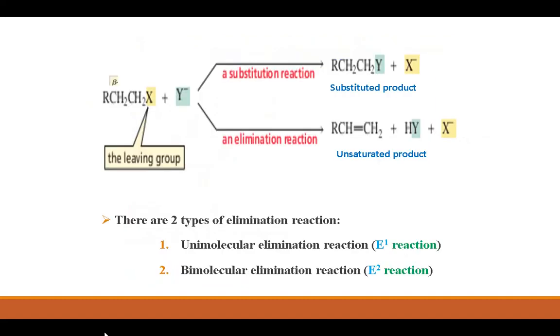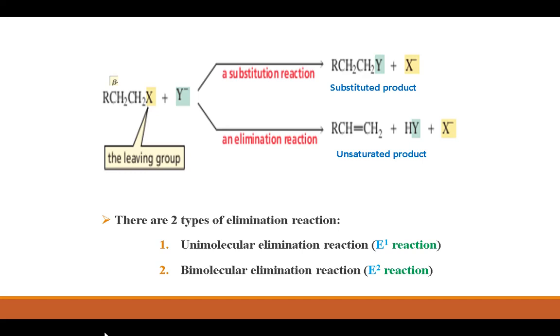The difference between substitution reaction and elimination reaction is that in substitution reaction, the electronegative atom is replaced by another electronegative atom, whereas in elimination reaction, the electronegative atom is eliminated along with the hydrogen from the adjacent carbon atom. It is shown in the diagram that X is the leaving group and Y- is the base.